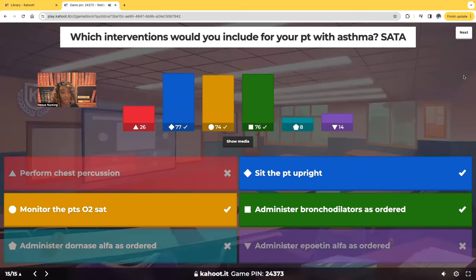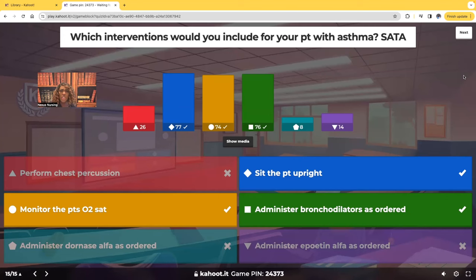All right, let's talk about it. So 26 of you guys chose perform chest percussion. All right, guys, I have a question for you. What are you doing for that patient when you're doing chest percussion? Look at the diagnosis. I said asthma. Remember, asthma is hyperconstriction of the airway. Do chest percussions open up the patient's airway? No. Chest percussion is used to loosen up secretions so the patient can cough them up, right?